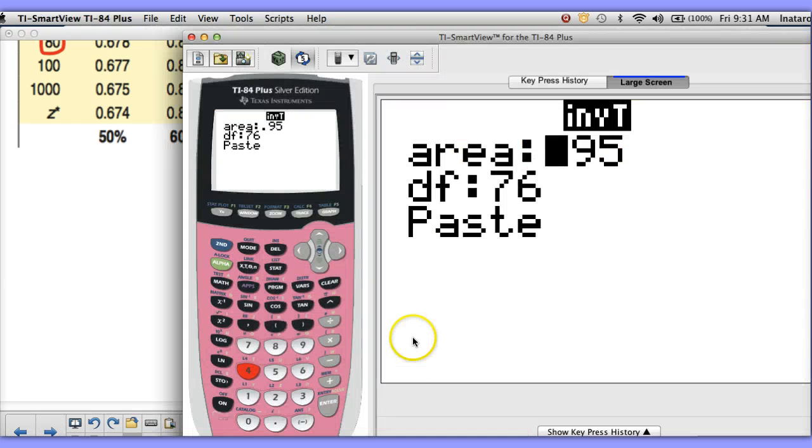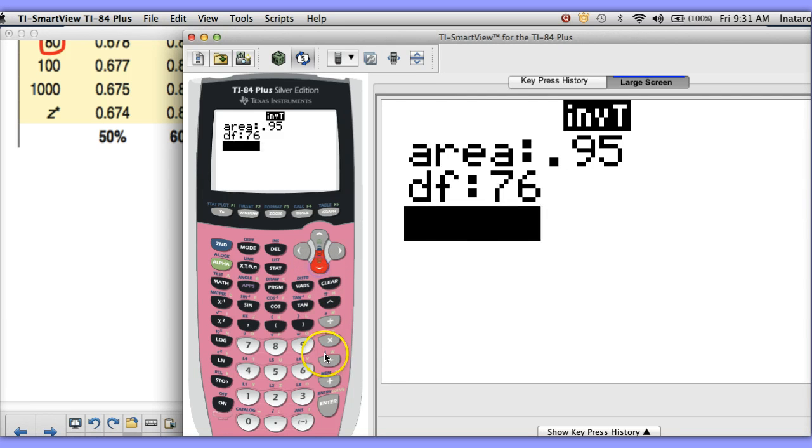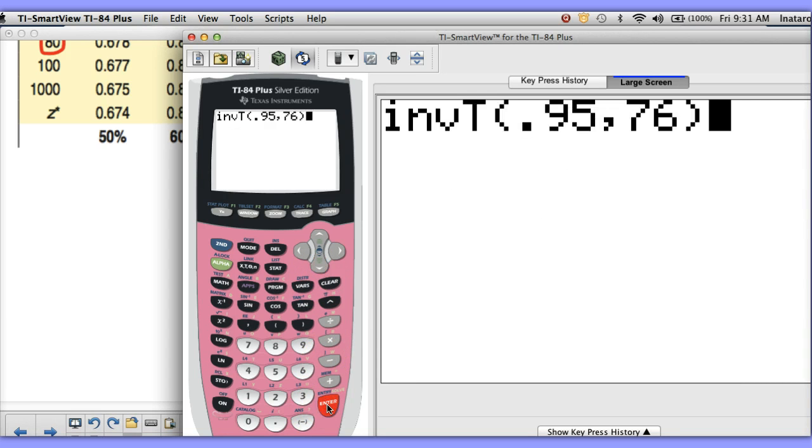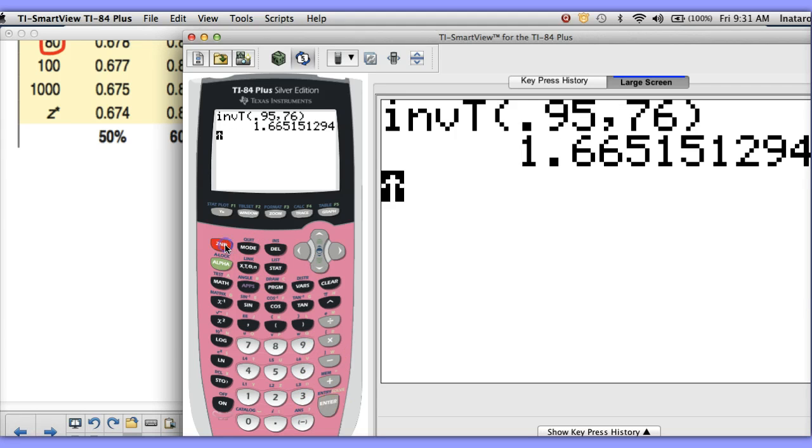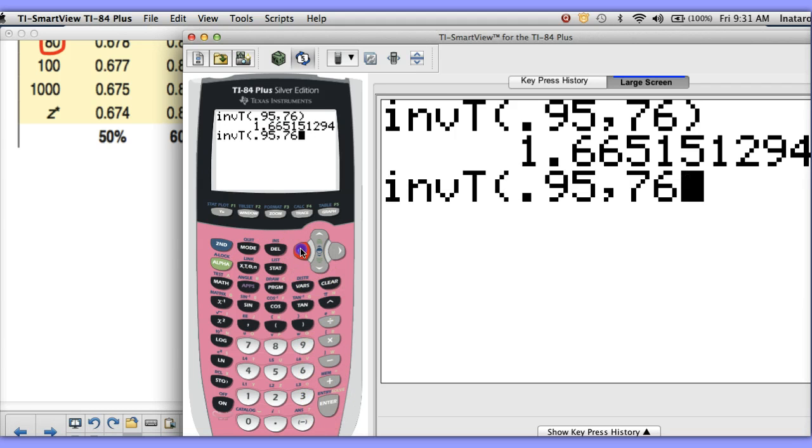It would just give us the negative T star value instead of the positive T star value. And our degrees of freedom is our sample size minus 1. So that's 76. Let me show you that you would get the same result if we use 0.05 here.